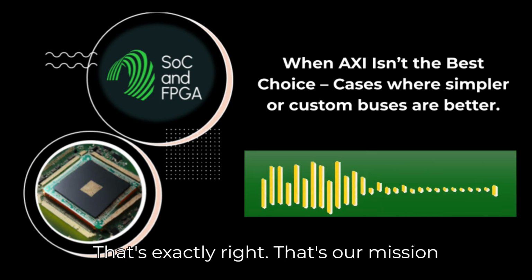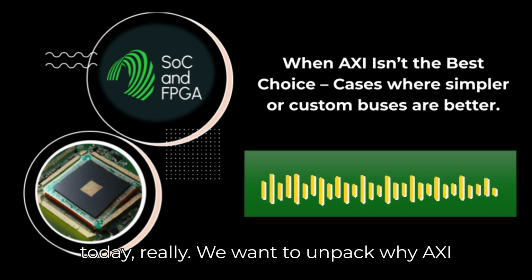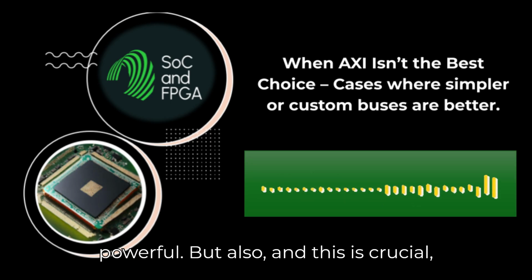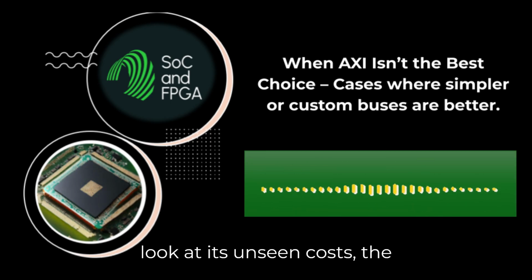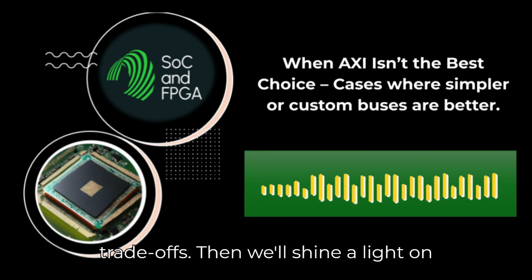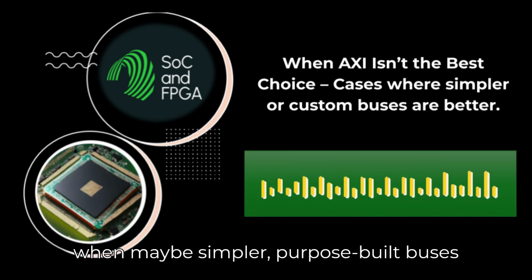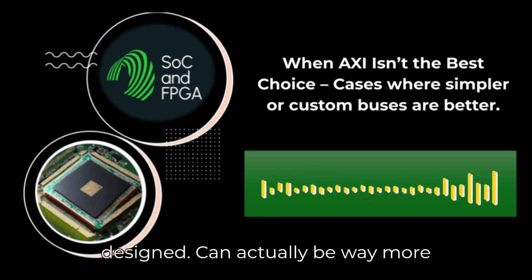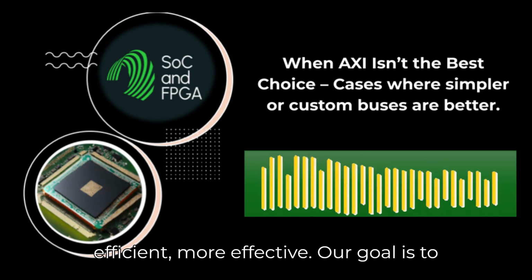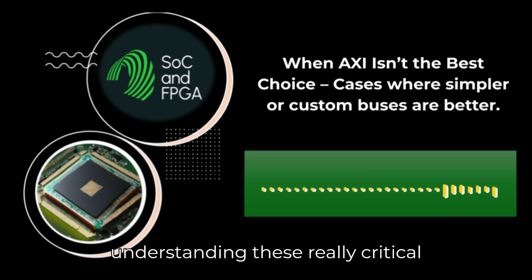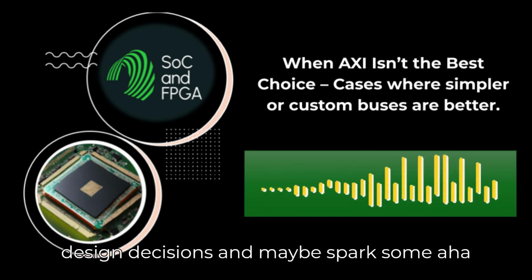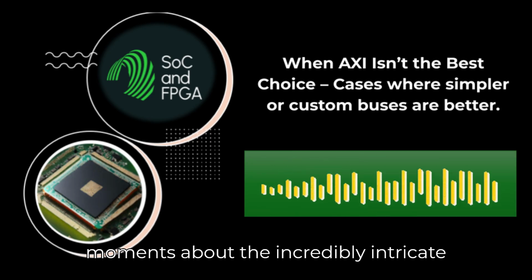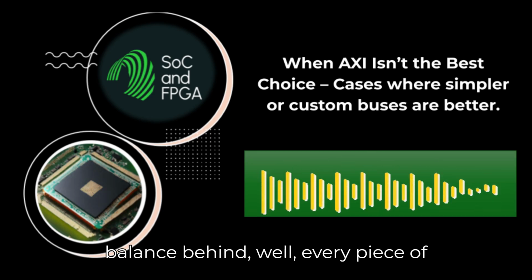That's exactly right. That's our mission today, really. We want to unpack why AXI is so dominant, what makes it powerful. But also, and this is crucial, look at its unseen costs, the trade-offs. Then we'll shine a light on when simpler purpose-built buses, or sometimes even completely custom designs, can actually be way more efficient, more effective. Our goal is to give you a kind of shortcut to understanding these really critical design decisions and maybe spark some aha moments about the incredibly intricate balance behind every piece of electronics you use.